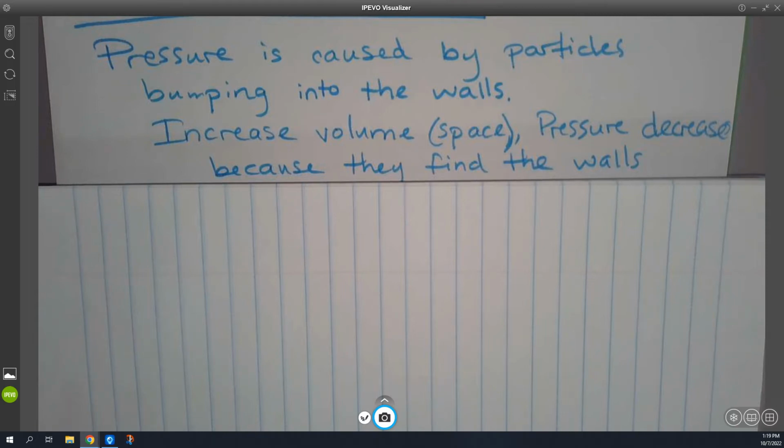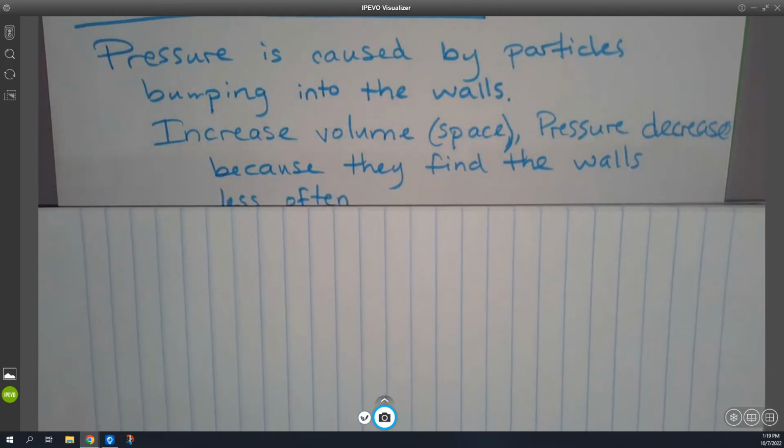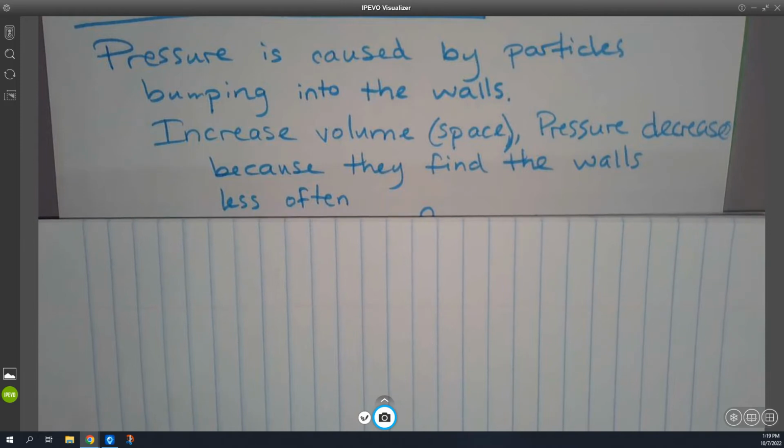You're thinking the right thing, I think. How do they find the walls? They go exploring. Oh, okay. Does that make sense? Yeah, they find the walls less often. Because if I put you in a big room and tell you to find a wall, it's going to take you longer to get there than if I put you in a tiny room, right? Yeah.